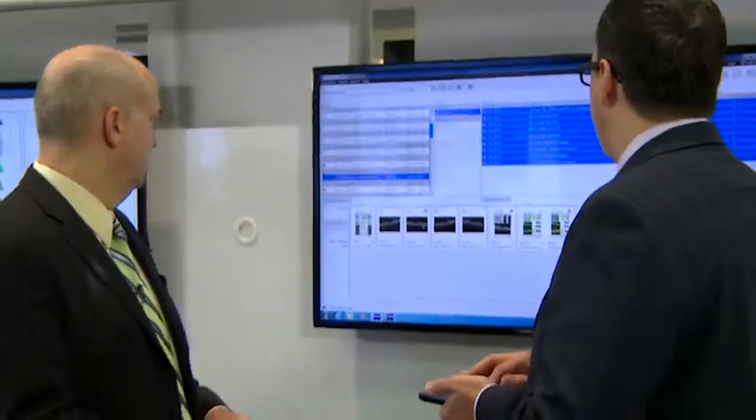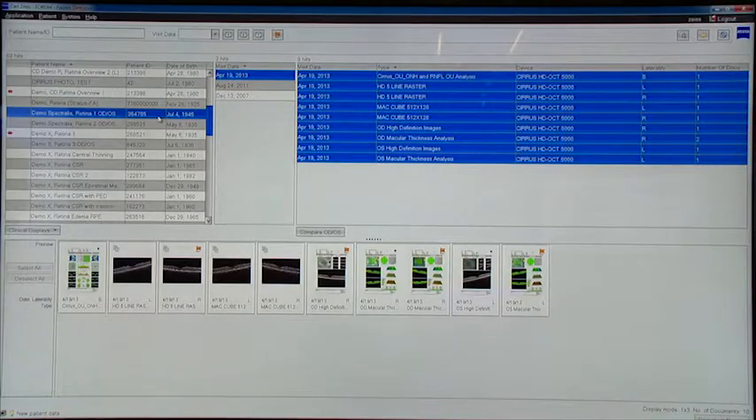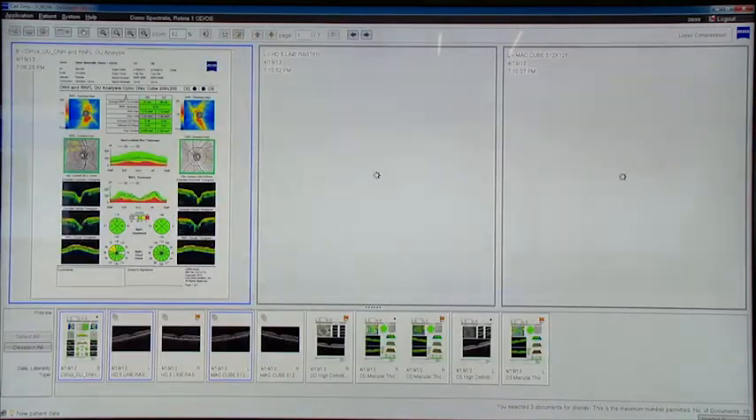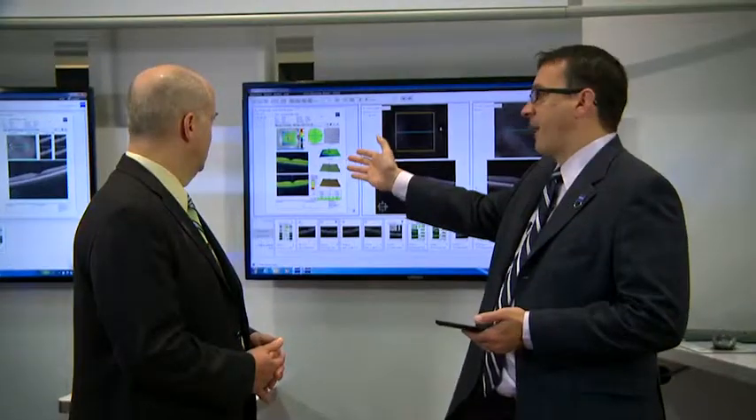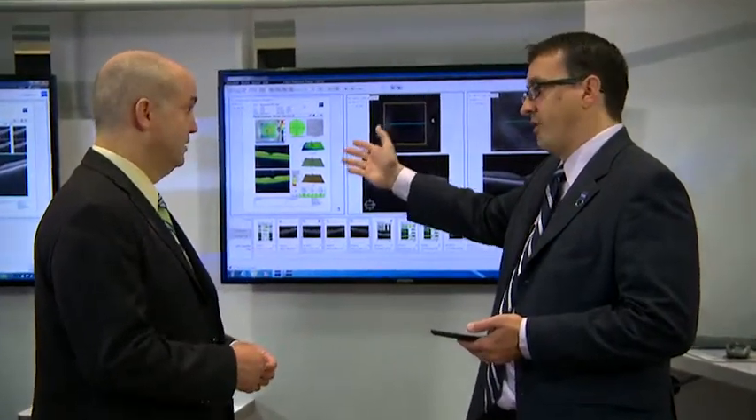So at this point I'm going to say, let's look at this report and let's look at a couple of these scans here. And I'm going to pull those scans up. I've just selected 3 scans. I've got them on the screen. And do you notice now I've got my 5-line raster, my macular cube, and then I've got my macular thickness. Those are the ones we just did? Just did. Oh, wow. Okay.